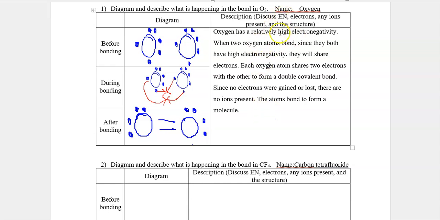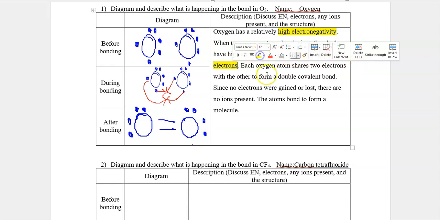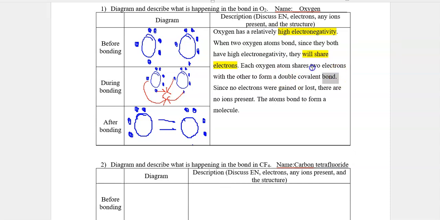Let's see if we can find all of that. So high electronegativity right there is talking about electronegativity. They will share electrons. That's the electron behavior. They form a double covalent bond. That's also electron behavior.